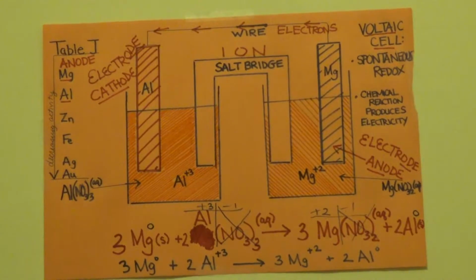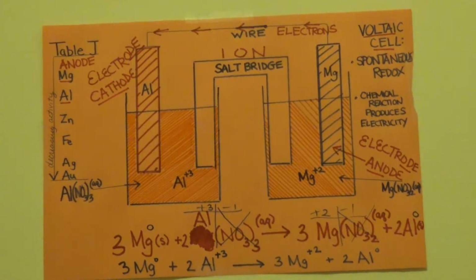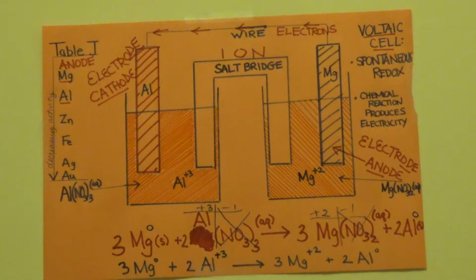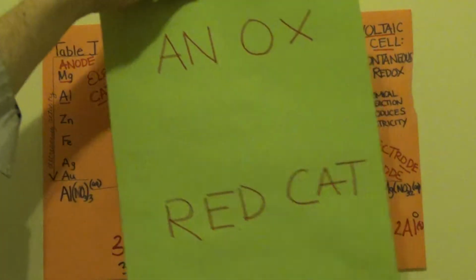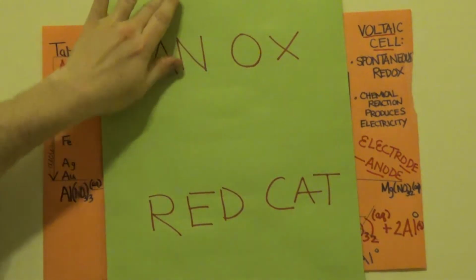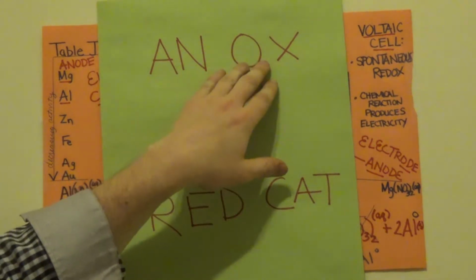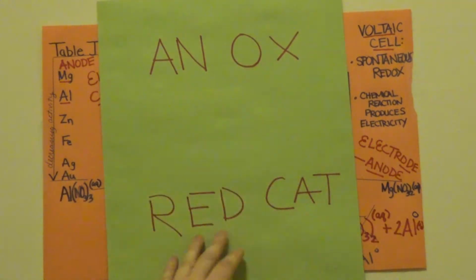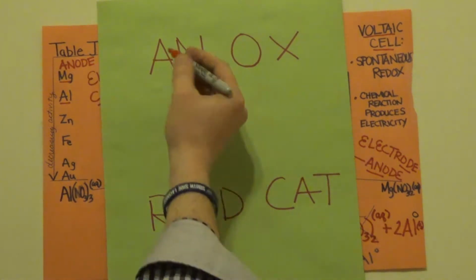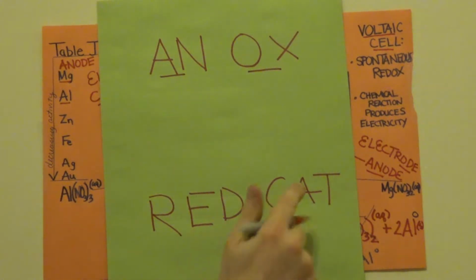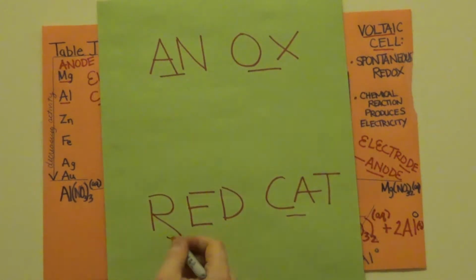Okay, I'm back. What I need to do is talk about the difference between the anode and the cathode. A moment ago I made this little green poster, and it includes a mnemonic device. It helps us remember things. It certainly helps me. Think of two animals that are involved here: An Ox and Red Cat. What this means is that the anode is always where oxidation happens, and the cathode is always where reduction happens.